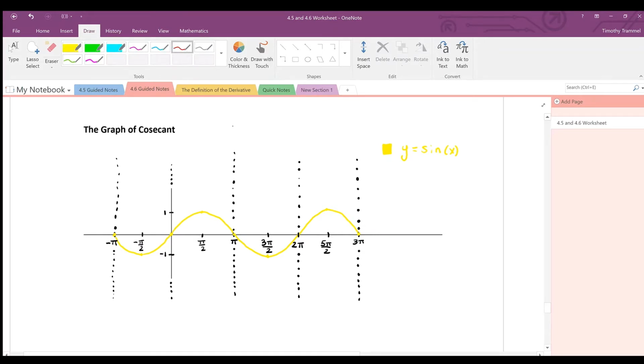All right, and once again, we'll do the exact same thing. We'll put these little U shapes at the top of every peak and at the bottom of every valley here. And this is y equals cosecant of x.